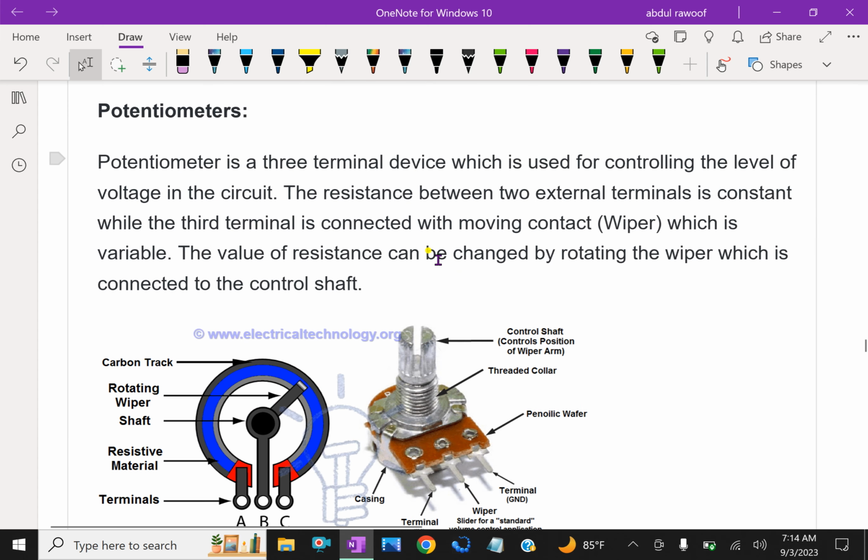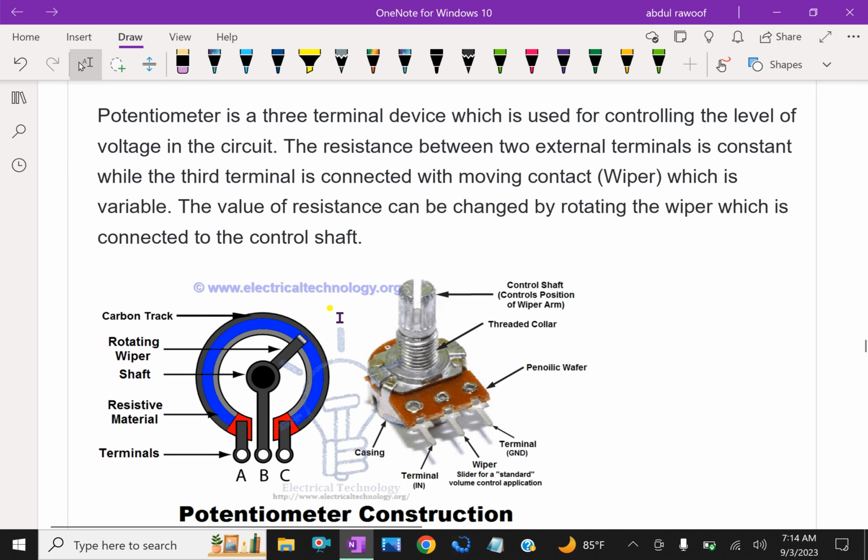Look here, the next one, the potentiometer. A potentiometer is a three-terminal device which is used for controlling the level of voltage in a circuit. The resistance between the two external terminals is constant, while the third terminal is connected to a moving contact, the wiper, which is variable. The value of resistance can be changed by rotating the wiper, which is connected to the control shaft.